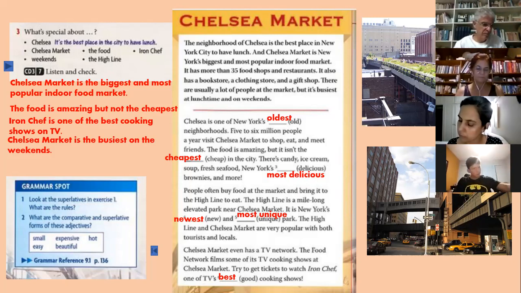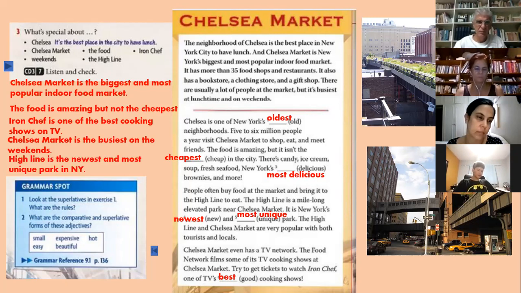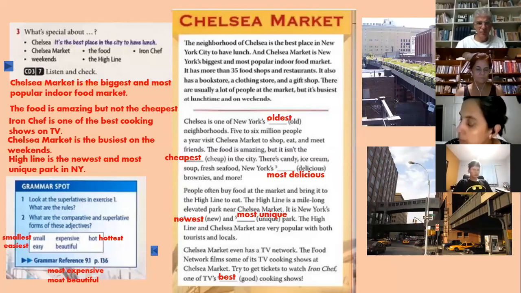Using the superlative. Any more ideas, people? The newest and the most unique in New York. Okay. Unique means very, very special. That only it exists. It's the most unique. Brasilia is the most unique city in the world because very few cities are like Brasilia. Planned, etc. Okay, very good, very good.